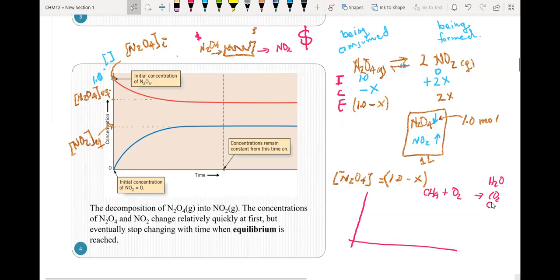Plus heat Q. You place initially a certain concentration of CH4. The reaction starts, combustion starts, and this reaction goes all the way down until the CH4 is gone. And the products will start to form until the reaction is finished.